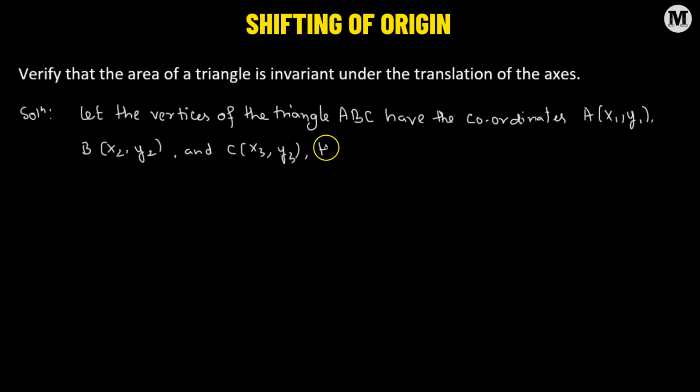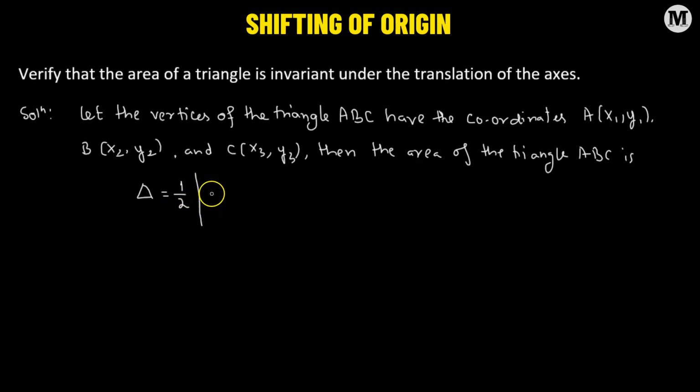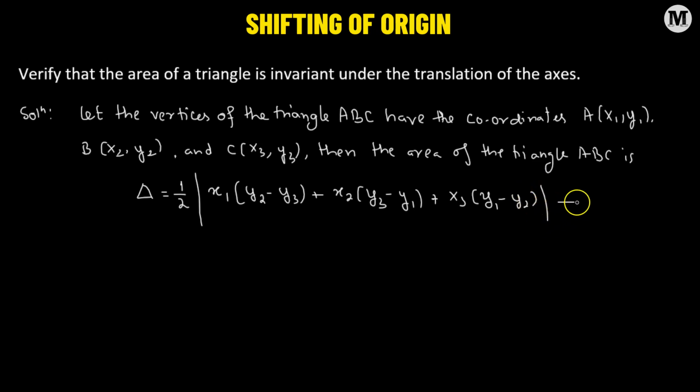Then the area of the triangle, which we're going to represent by delta, is given by half times the absolute value of x1 multiplied by y2 minus y3, added to x2 multiplied by y3 minus y1, plus x3 multiplied by y1 minus y2. So this is the area of the triangle. We're going to label this as equation number 1.